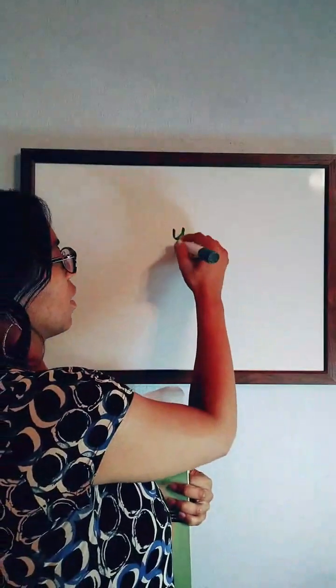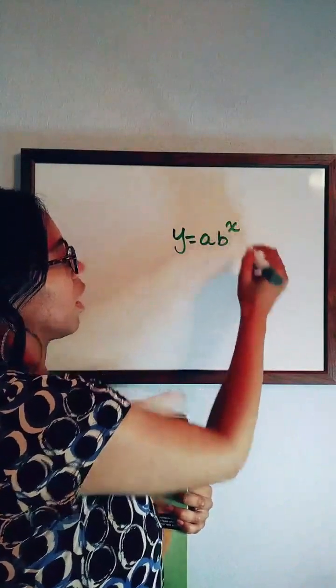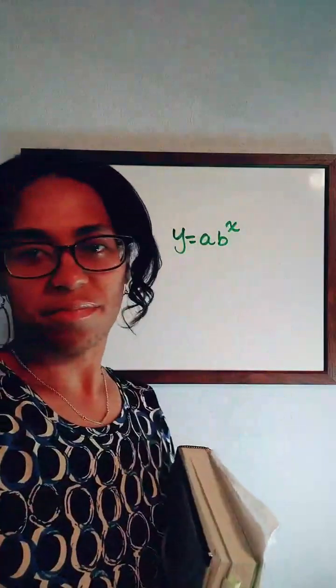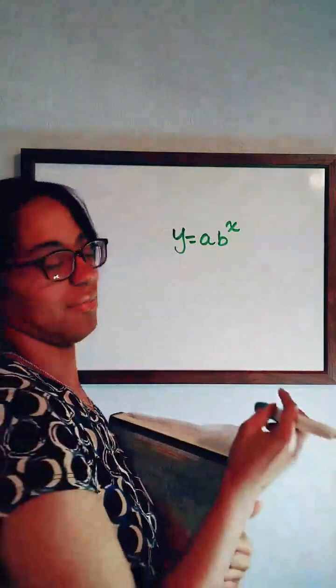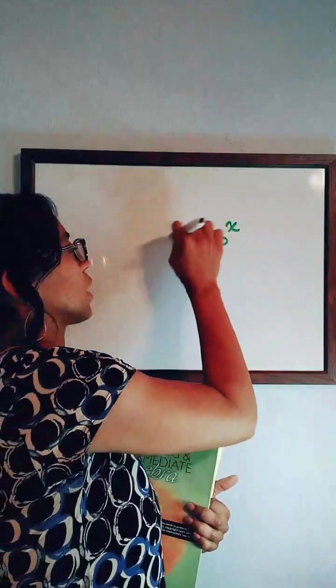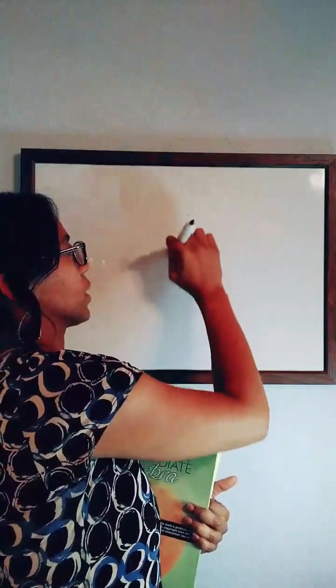Y is equal to AB to the power of X. What's that, Chasen? Oh, that's an exponential function? I don't really do those. I'm not even gonna lie to you. Ain't no need in me playing. Oh, yeah, no. Oh, here it is.